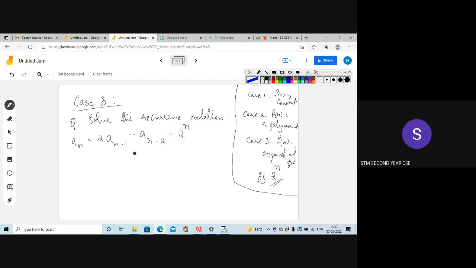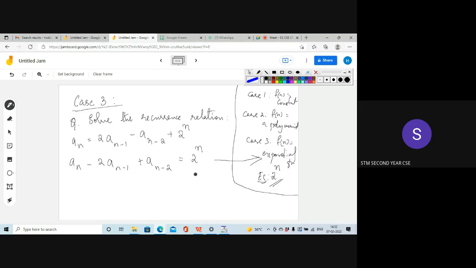Solve the recurrence relation. So when you are asked to solve the recurrence relation, we have to bring all the a terms to the left and see what is remaining on the right hand side. So when I bring all these a terms together, it becomes a_n minus 2a_{n-1} plus a_{n-2} is equal to 2 raised to n. So we find that the RHS is of this exponential form, a number raised to n. So this we have to solve in a different manner.